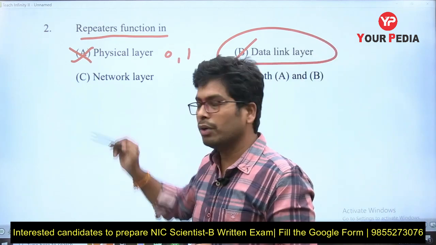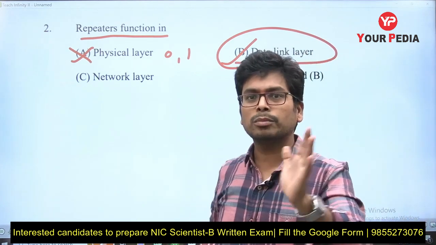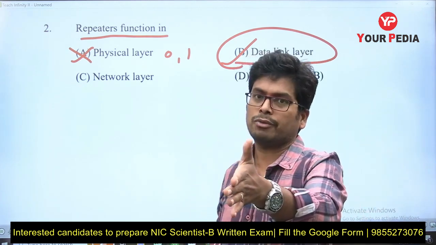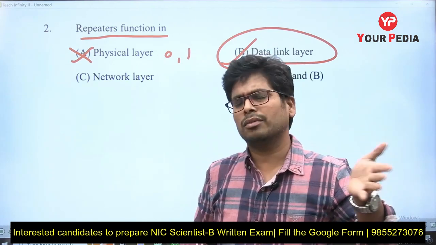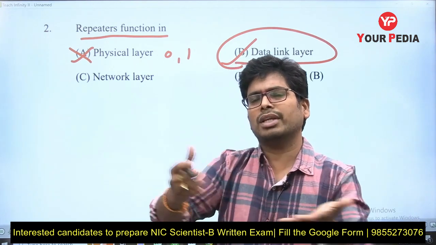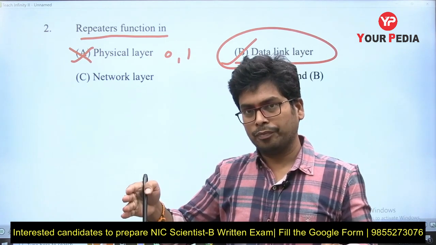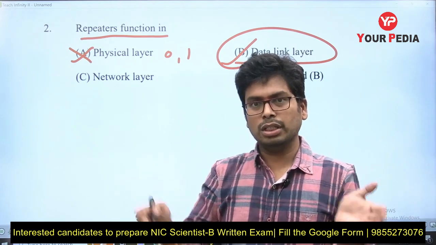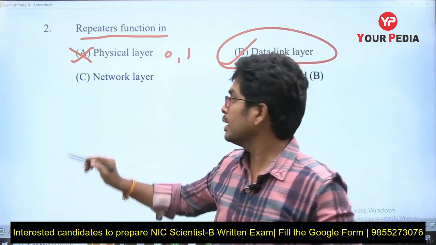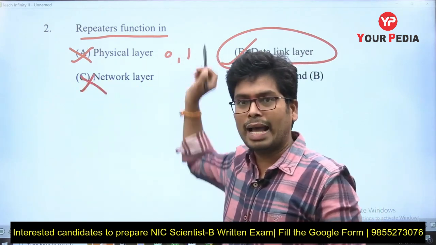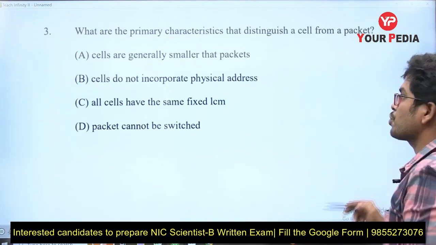Whereas the network layer is completely responsible for routing the packet from source to destination. A packet is nothing but the data divided into small chunks. Whatever data you send as packets from source to destination, the path along which it has to move is decided by the network layer. So the repeater does not work in the network layer. The answer is the data link layer. Let us go to the next question.